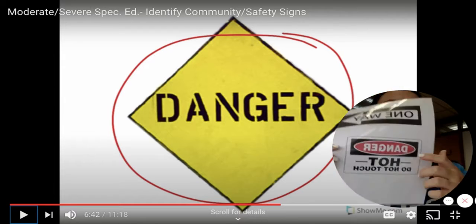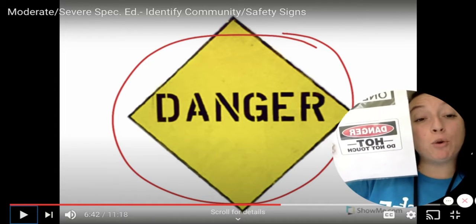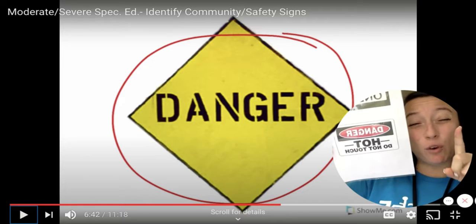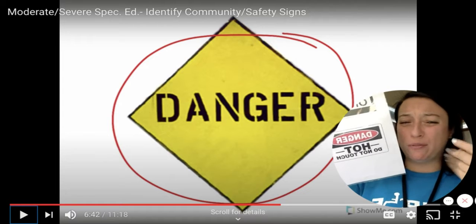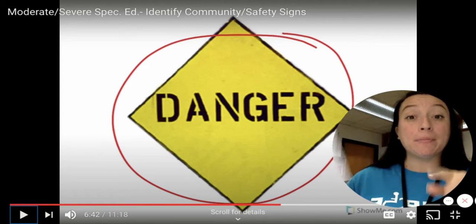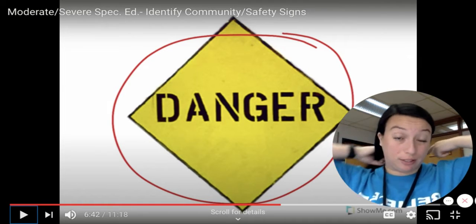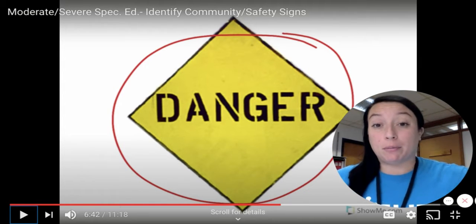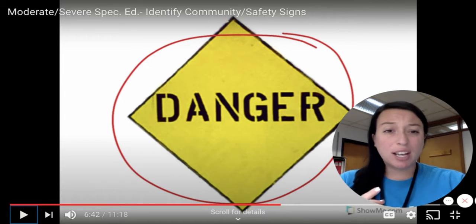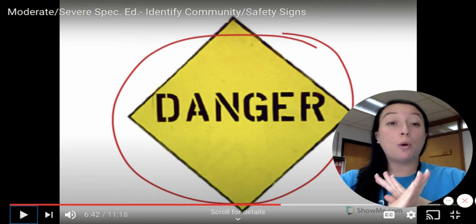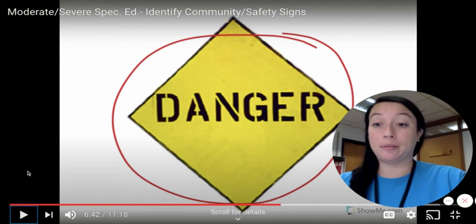So this danger sign is a little more specific. It means that things are hot. Ouch, like a stove, if you touch it, it'll really hurt you. The danger sign in the video is talking about a more general danger. But for both of them, if you see that sign, you do not want to go near it, and you do not want to touch it.